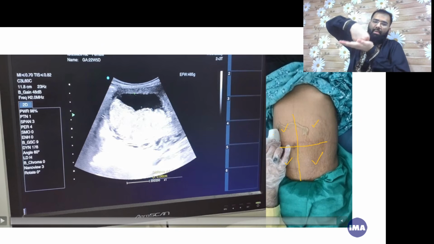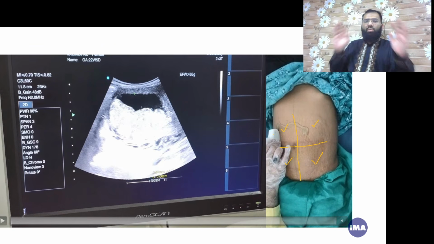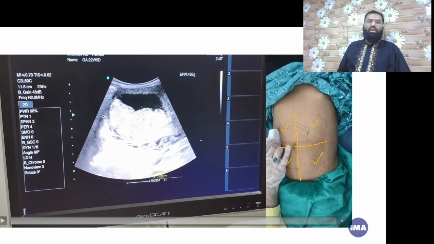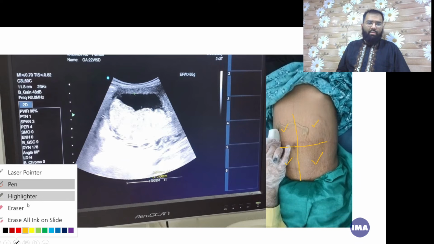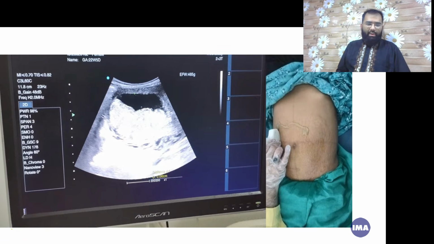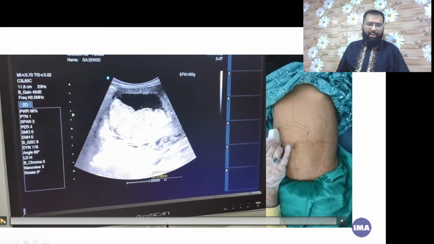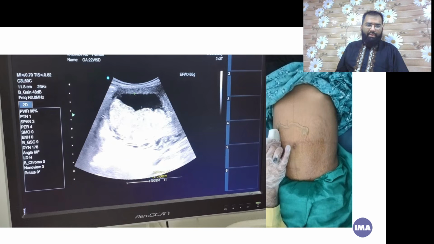The probe has to be kept perpendicular to the table. This is the most important prerequisite when you are measuring the amniotic fluid index. So now, firstly, what you need to look for is this thing. Once you have divided the abdomen into four quadrants, look carefully how I'm measuring the amniotic fluid index.